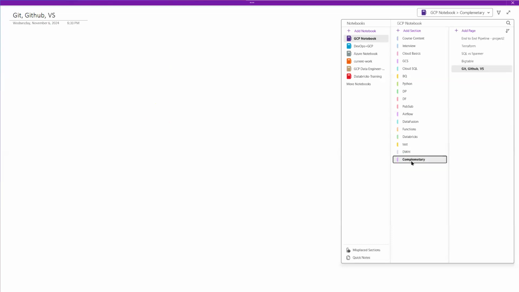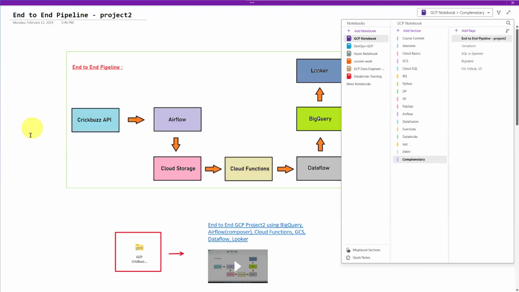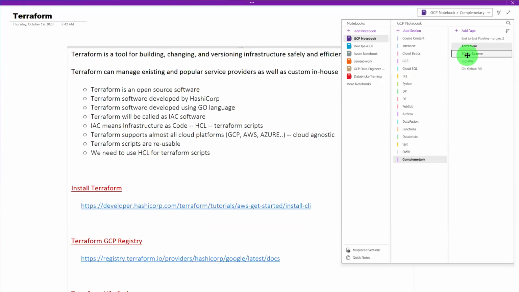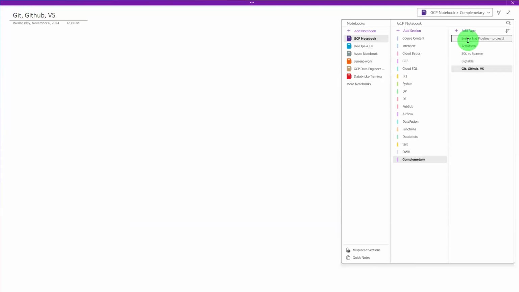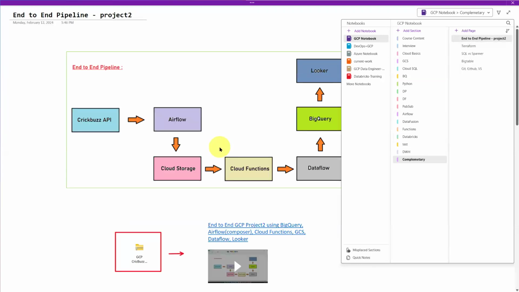And as a complementary, I'm providing you an end-to-end pipeline project, Terraform, SQL versus Spanner difference, Bigtable, GitHub, and all of these things. So all these things we are going to provide you as a complementary. Okay, so this is all about it, guys. So this is all the course content, with the detailed topics that we are going to cover.